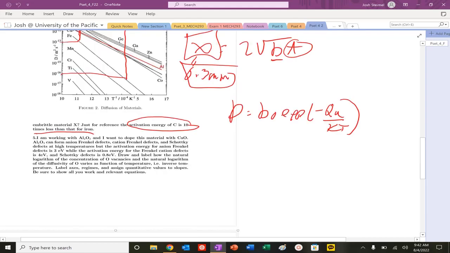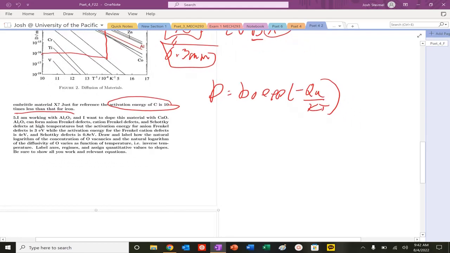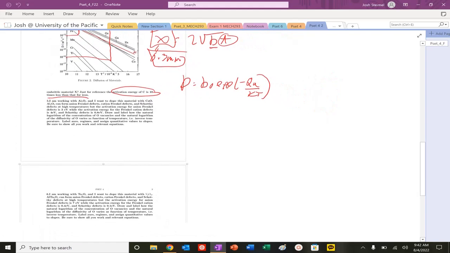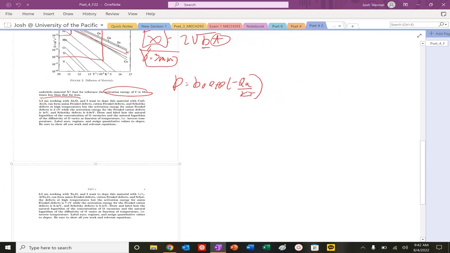All right, so let's go ahead and get started on number 5. It is saying that I'm working with Al2O3. I want to dope this material with CaO. So basically I know that this is my host. This is my impurity. Al2O3 can form anion, cation, and cation Frenkel defects as well as Schottky defects. Activation energy for anion is 3, Frenkel 4, Schottky 0.8.